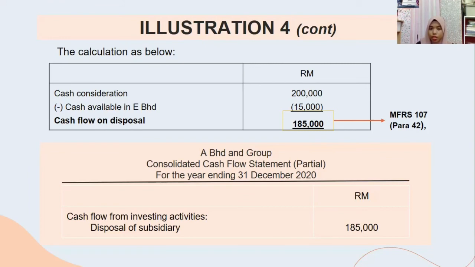So as below, they show the partial consolidated cash flow statement of Eberhard and Group for the year ending 31st December 2020. So the disclosure of the subsidiary, which is 185,000, needs to be put under the cash flow from investing activities.